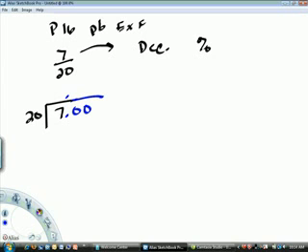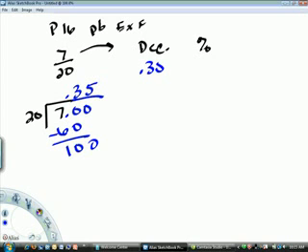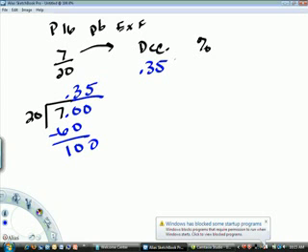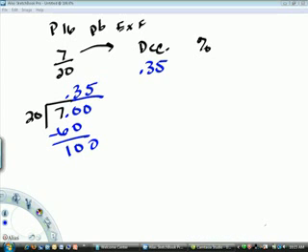So how many times does 20 divide into 7? It doesn't, right? It divides into 70 3 times. So, and that means we subtract. And then, how many times does 20 divide into 100? So the decimal number is 0.35. How do you change that to a percent? You just move it. With a decimal number, you move the decimal 2 places to the right, and you have a percent number. So it's 35%.